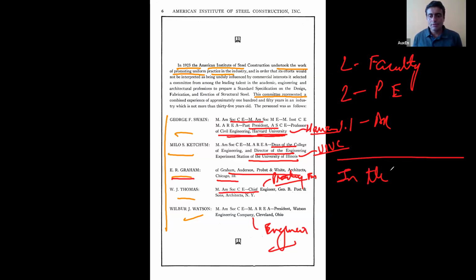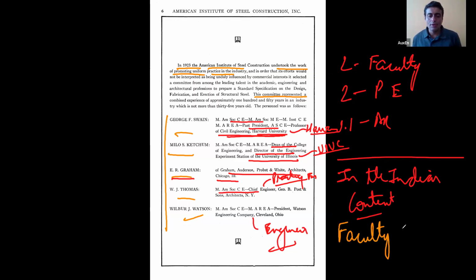In the Indian context, we do have practicing engineers in the Codal committees, but unfortunately, the code is driven by faculty members, isn't it? Most of the times, the code and the clauses that are included in the code are driven by faculty members, and the research that is carried out by the PhD students or postdoc students of these faculty members.